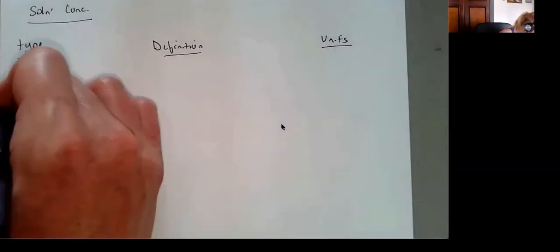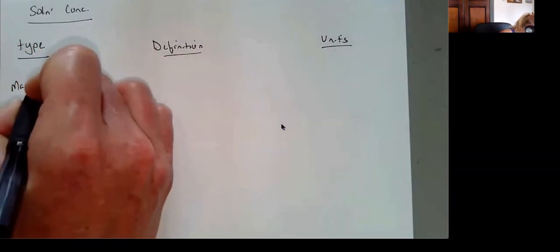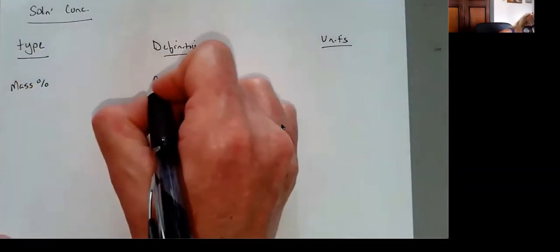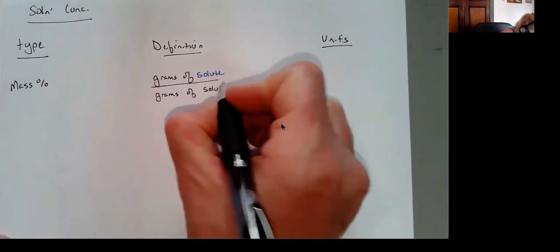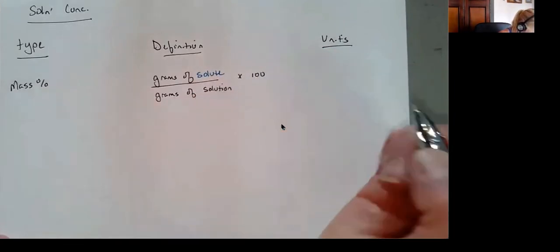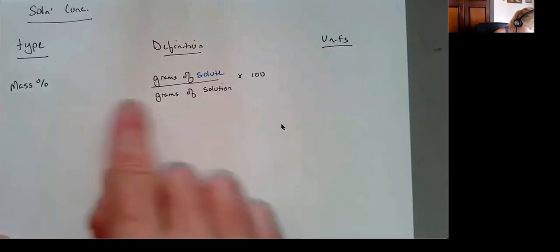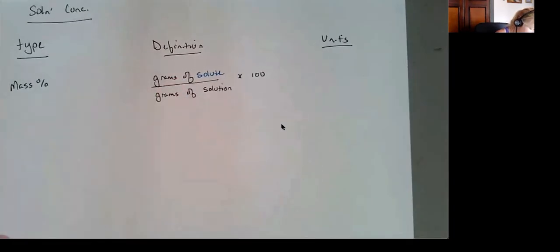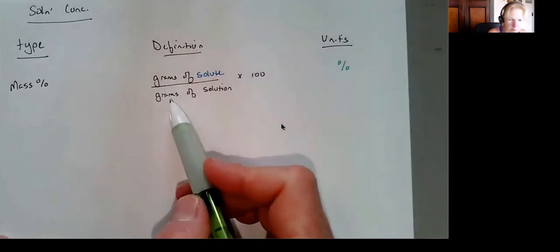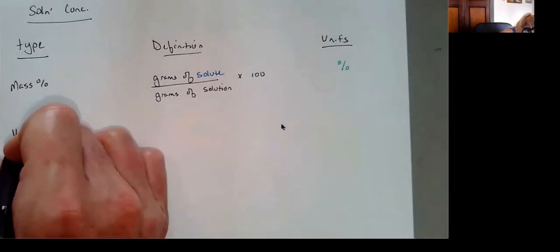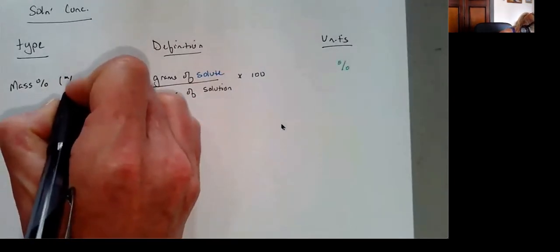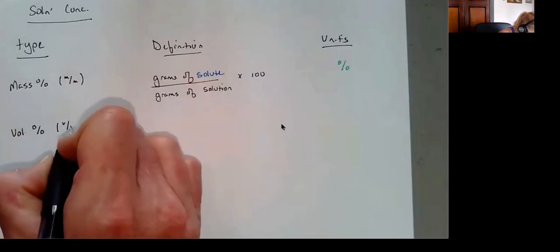So I can give you a mass percent value, and that would be grams of solute. We'll do solute in blue. Solute over grams of solution, and since it's a percentage, you would multiply by 100. So my units here, because my grams of solute cancel out with my grams of solution, are just percentage. So that's mass percent.